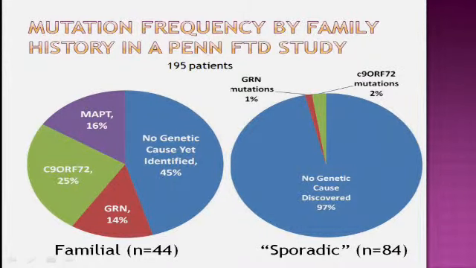But for the most part, if you just take all comers in that group, the chance of finding a mutation is pretty low.